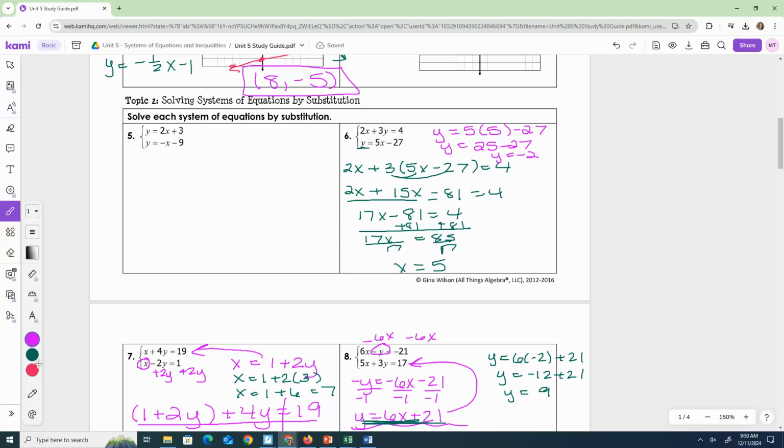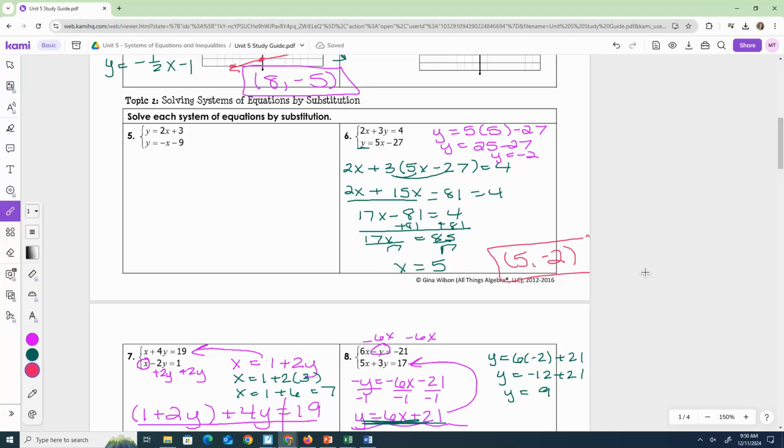And then how do you have to write your final answer? Okay, so substitution. If it's not already an x equals or y equals, you have to solve for a variable and then plug it into the other one. Any questions about that one? All right.